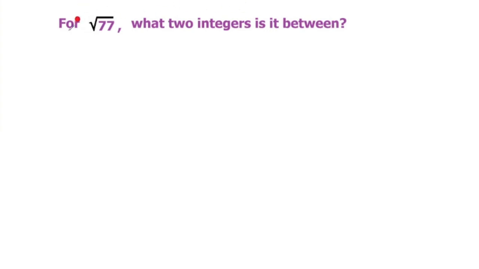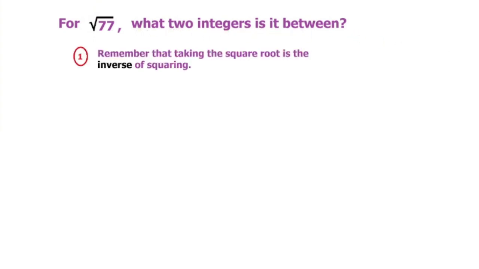So if we have a problem like this that says for the square root of 77, what two integers is it between? So the first thing is to remember that taking the square root is the inverse of squaring. So it's kind of like the opposite of squaring. So the square root of 4 equals 2, since 4 equals 2 squared.